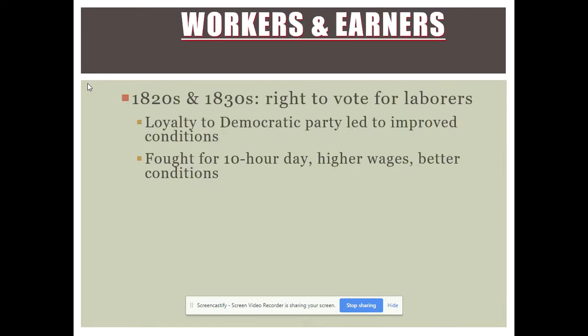Okay, a lot of these wage earners had loyalty to the Democratic Party, and I covered that more in the Democratic Revolution PowerPoint. But like I said, there are always three things they're pushing for. You can write this down in your notes: better pay, better hours, which means less hours, and better working conditions.